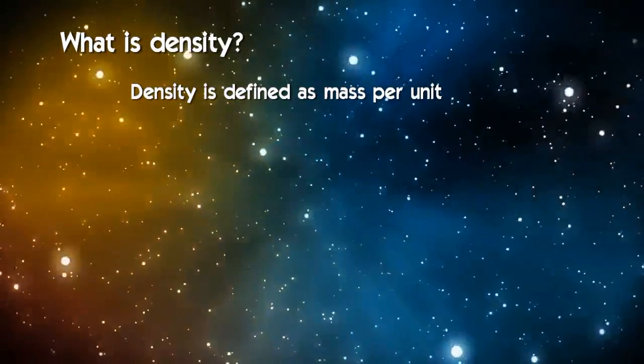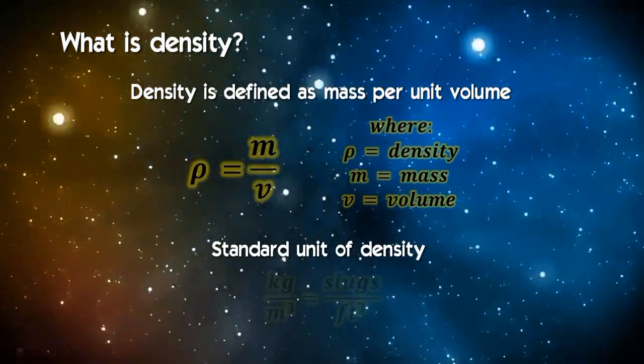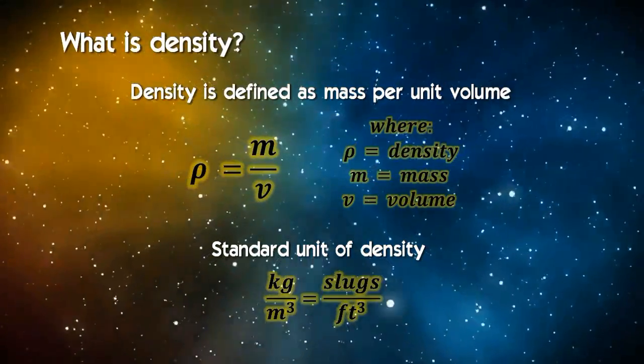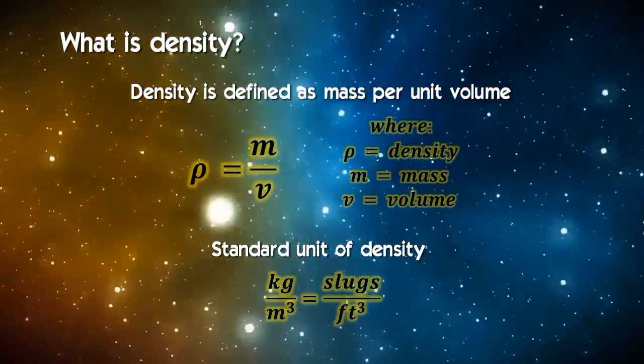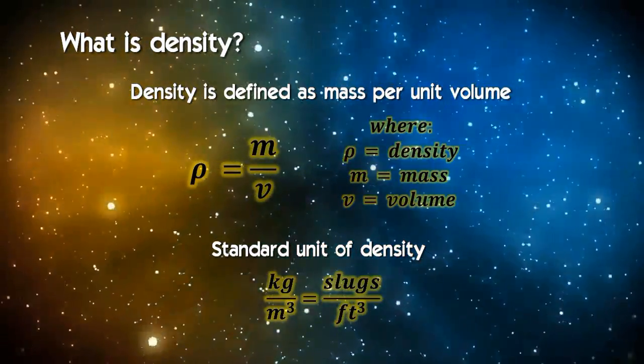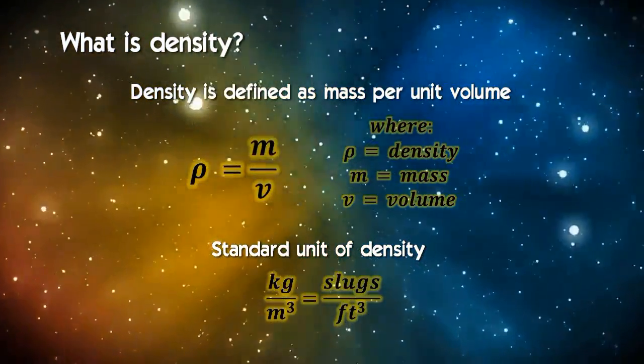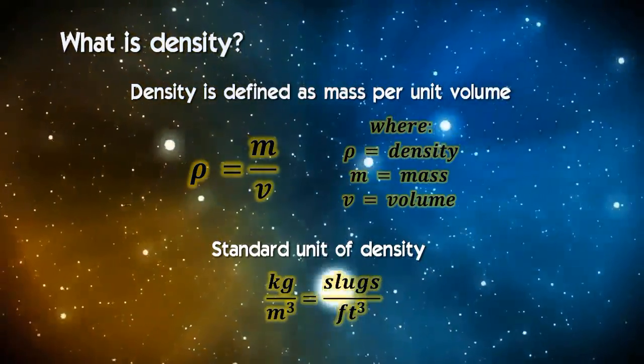What is density? Density is defined as mass per unit volume. The formula for density is expressed as ρ is equal to m over v. The SI units for density are kilogram per cubic meter. The US units are slugs per cubic foot.